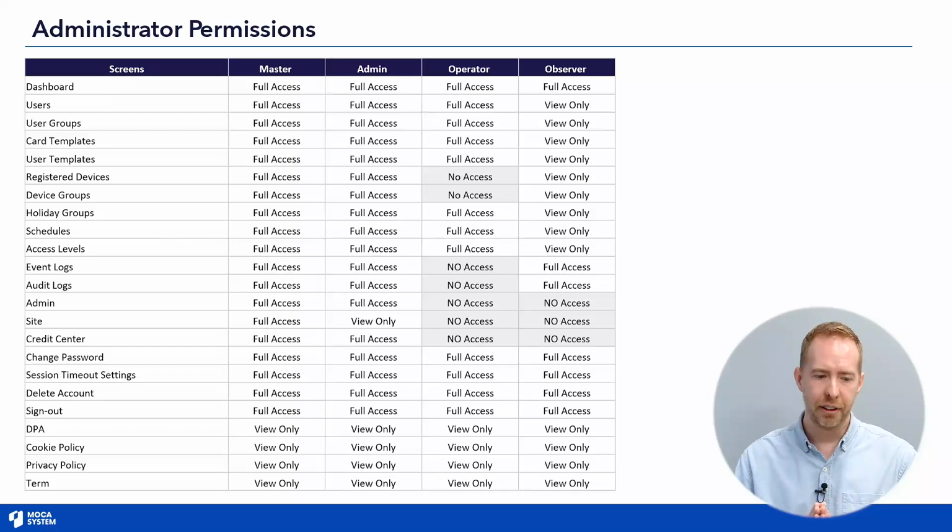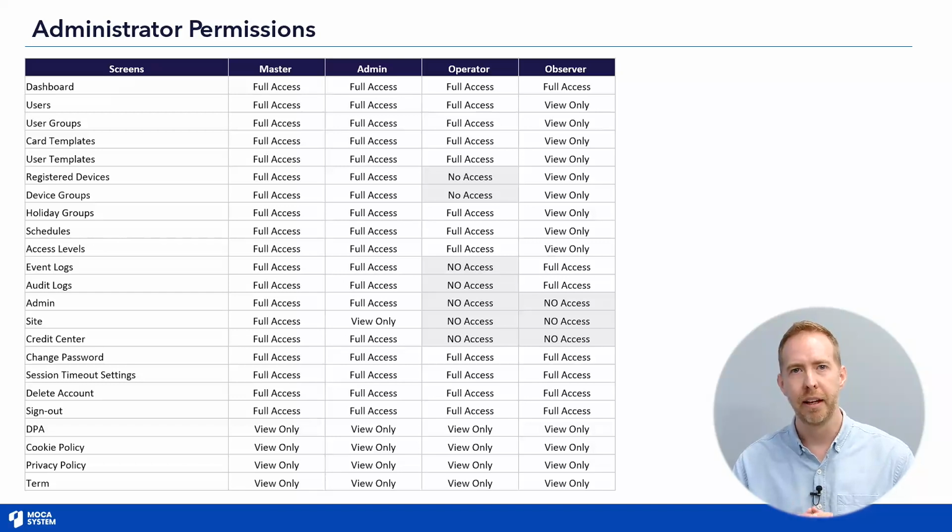Here is a full list of all the screens and permissions that each administrator level has access to. You can also find this in our knowledge base. Go to our website at airfob.com and look for the support link at the top of the page.